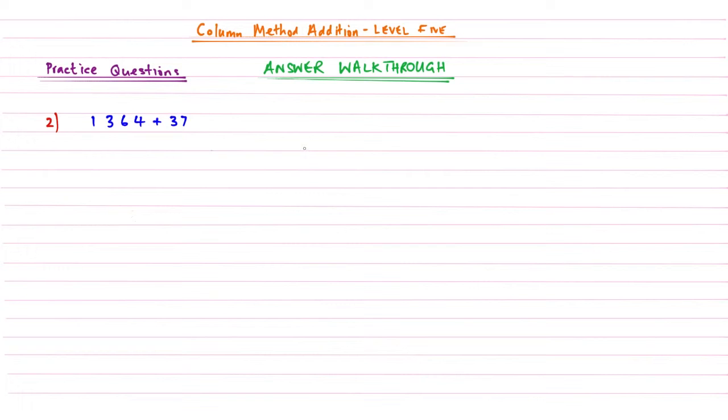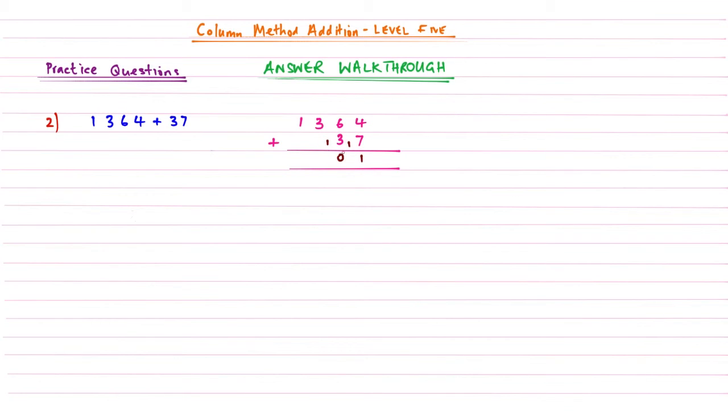Right, practice question number 2 for the answer walkthrough then. So write the biggest number first, set up our columns. So we have 1,364, and then we're lining up 37 underneath this for my place value. So 3 tens, 7 units. Add my lines. So 4 add 7 gives me the answer of 11. Carry the 1, write the 1. Onto my tens column. 6 plus 3 is 9. Add this 1 gives me a 10. So I carry my 1, write my 0.